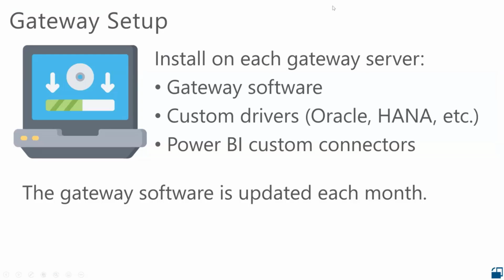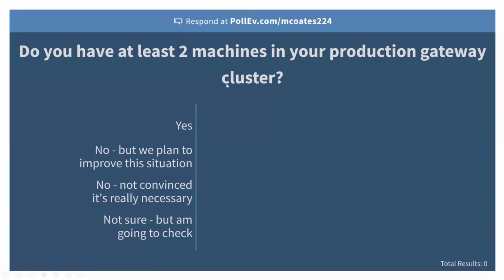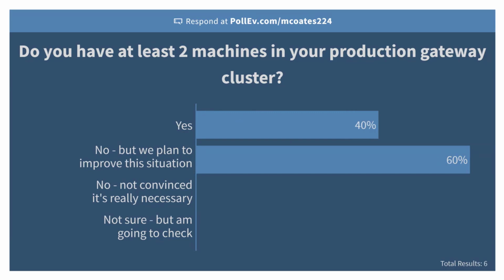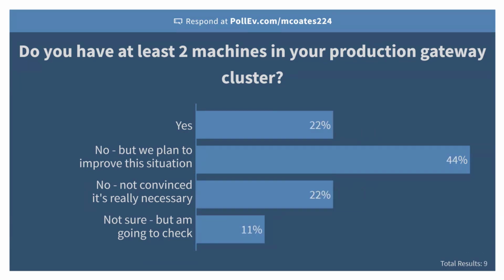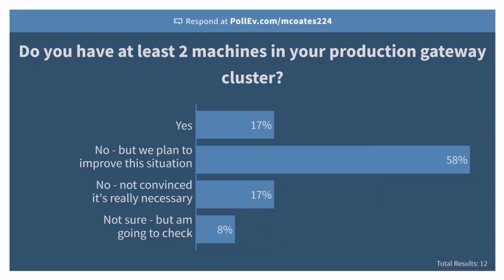So question for you, whoops, let me go back. Do you have at least 2 machines in your production gateway? Oh, I haven't convinced some people, eh? Alrighty then. Depending on what you're doing, if you've got lots and lots of end users, it gets to be far more important. So yeah, I can understand why sometimes we don't need to over-engineer. All right, good deal.